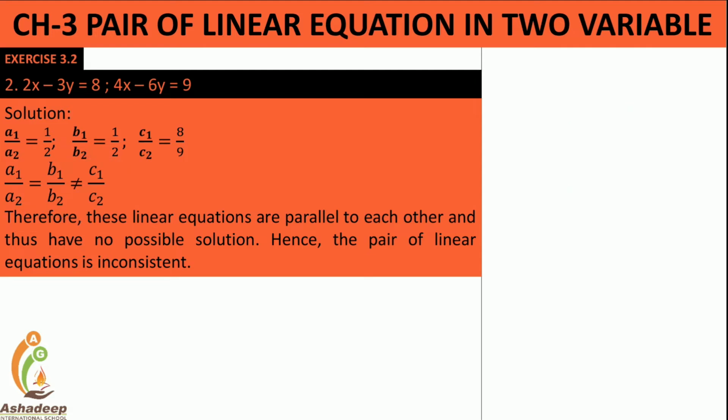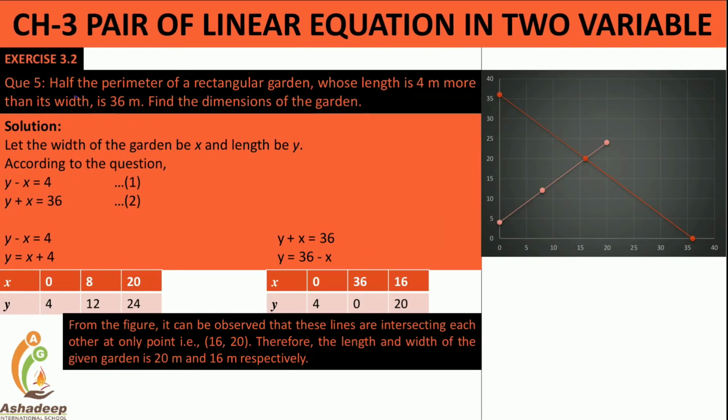Now let's move ahead with another sum, and that is question number 5. Half the perimeter of the rectangular garden, whose length is 4 meter more than its width, is 36. See here, this is very much important. So first of all, let the width of the garden be x and length be y, right? So now see, what is the length? Y.